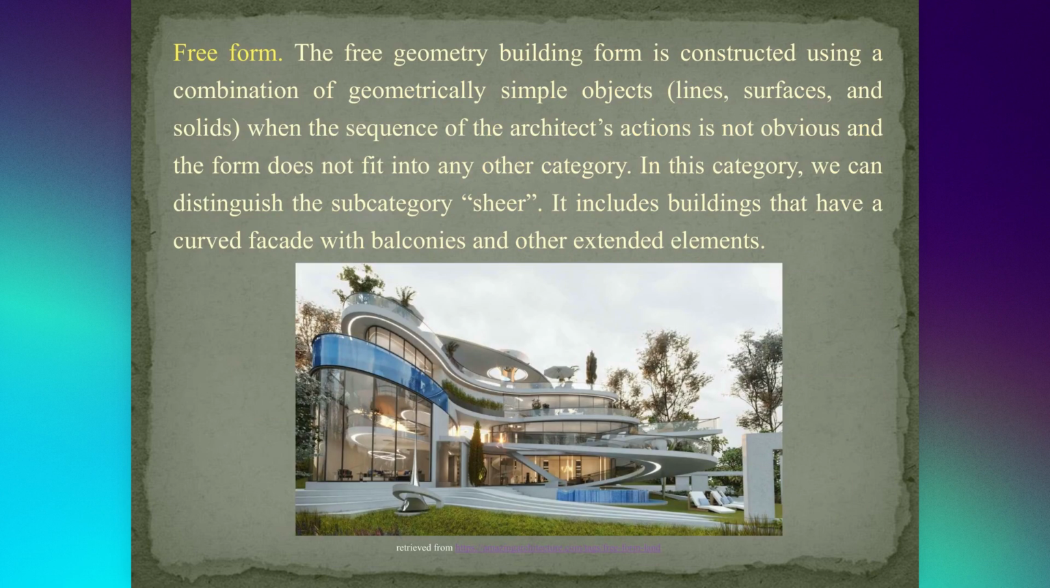Freeform. The free geometry building form is constructed using a combination of geometrically simple objects, lines, surfaces, and solids, when the sequence of the architect's action is not obvious and the form does not fit into any other category. In this category, we can distinguish the subcategory shear. It includes buildings that have a curved facade with balconies and other extended elements.